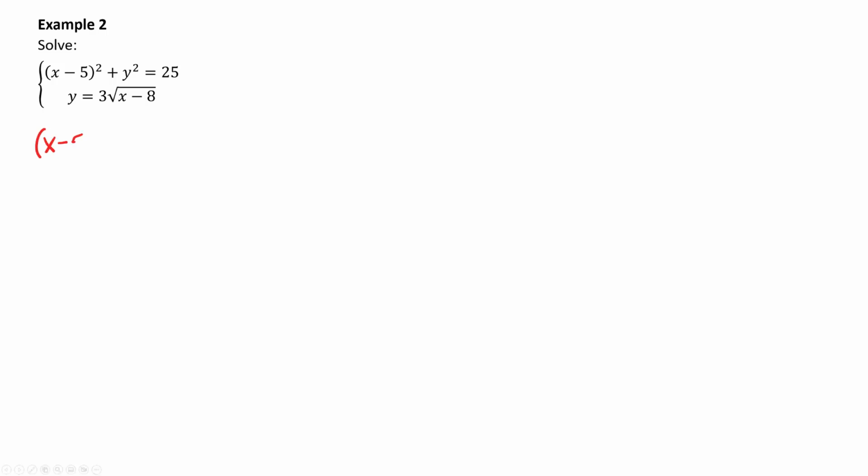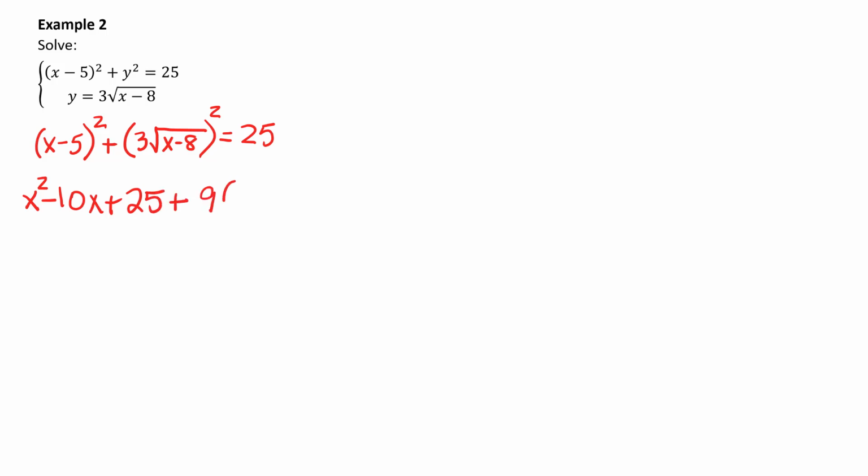So we're going to have (x - 5)² + (3√(x - 8))², and that is also squared. And then we will multiply all that out. x² - 10x + 25 + 9(x - 8) when you square that, and that equals 25.